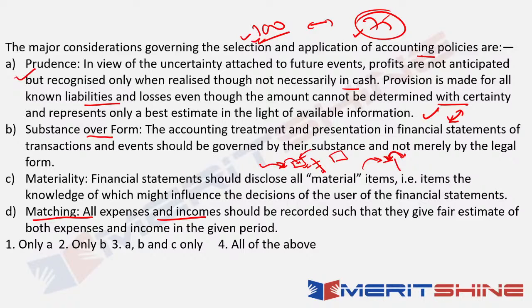Materiality: financial statements should disclose all material items, knowledge of which might influence the decision of the user of the financial statements. So something like contingent liability. What is contingent liability? Today a case has been filed against you, yeah, somebody has filed a $1 million case. You do not know what the final verdict in court will be, whether you will win or lose. But since that liability can happen with whatever probability in future, you will need to disclose this. This information will be a note to the accounts.